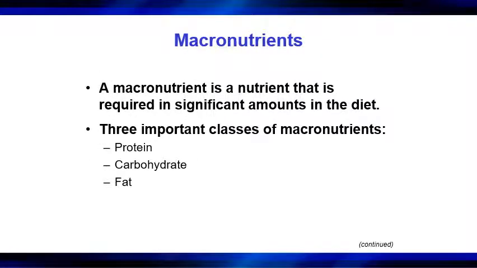So when we look at our macronutrients, a macronutrient is a nutrient that is required in significant amounts in the diet. And we have our 3 macronutrients, and we're going to talk about the requirements and essentially what they do. So we have proteins, carbohydrates, and fats. So those are our macronutrients, and these are what make up the bulk of our diet.